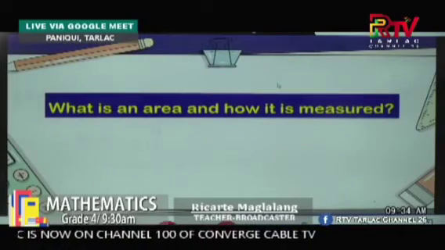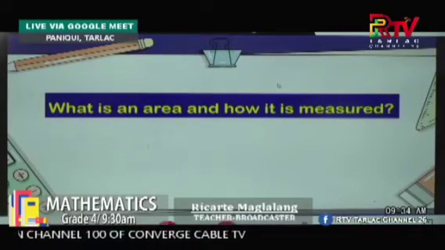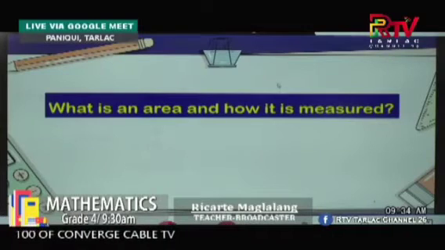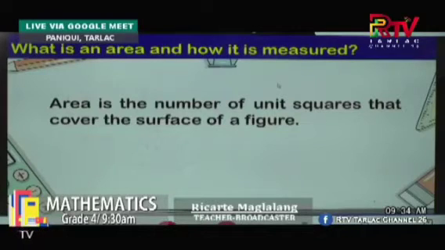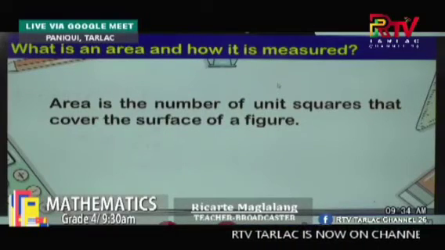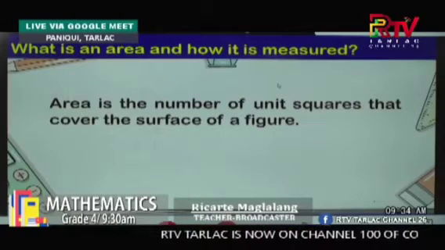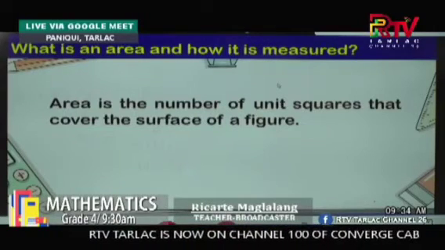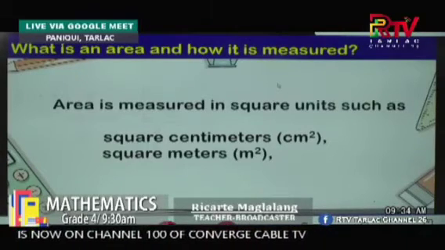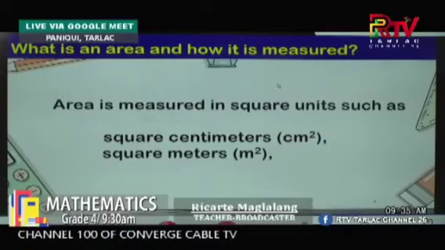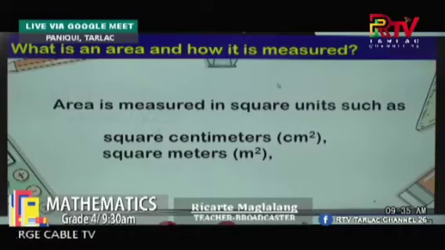What you have answered is all about area. What is an area and how it is measured? Area is the number of unit squares that cover a surface of a figure. I repeat, area is the number of unit squares that cover the surface of a figure. Area is measured in square units such as square centimeters or square meters and many more.